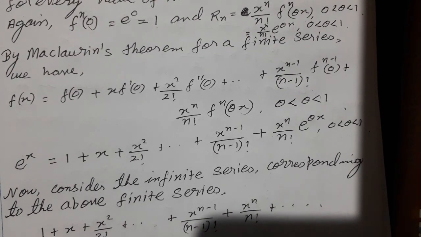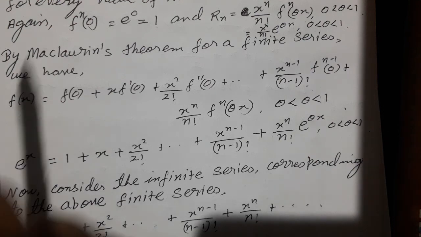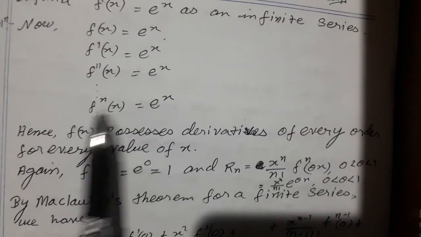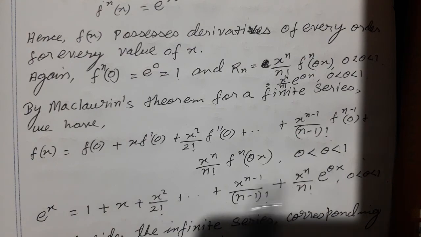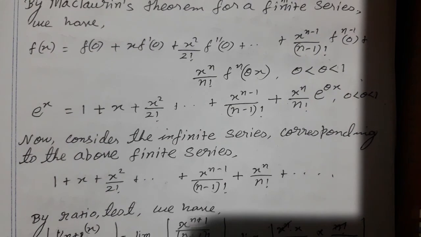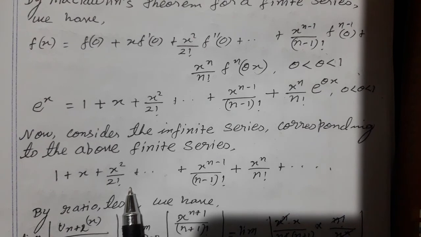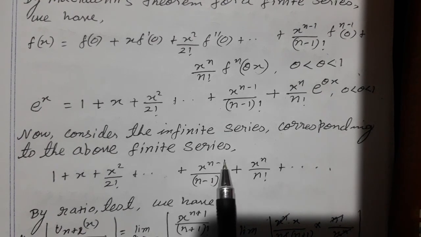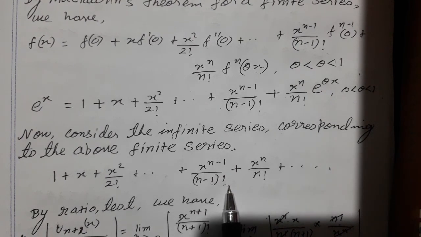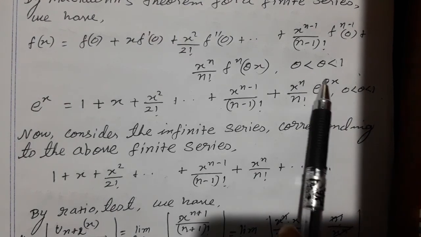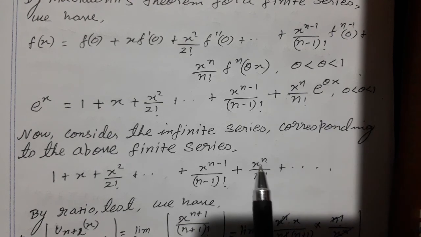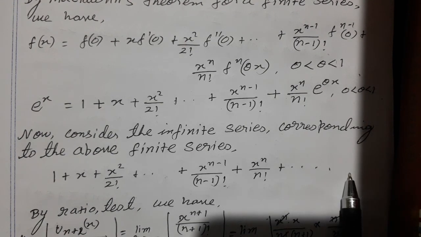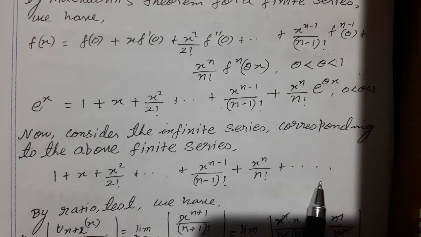Now we consider an infinite series corresponding to the above finite series. So in place of this f^n(θx), we assume that it will be f^n(0), that is equal to 1. So this infinite series will become 1 plus x plus x squared by 2 factorial plus ... plus x to the power n minus 1 by n minus 1 factorial plus. Here we had θx, now I'm taking 0, so e^0 is nothing but 1. So we get x^n by n factorial plus so on. Now we have to show that this series is converging.